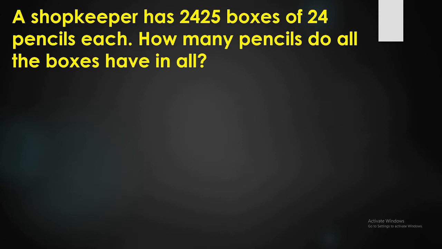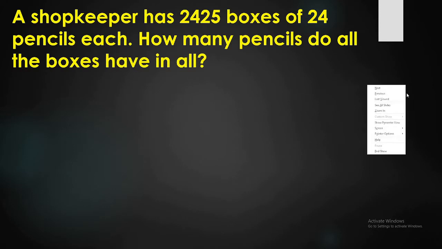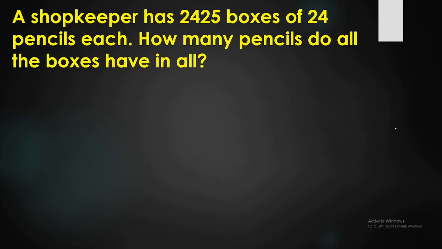Let's analyze this first. What do you mean by this statement? A shopkeeper has 2,425 boxes of 24 pencils each. What does 24 pencils each mean? Correct. So, you should be able to analyze that. In one box, sir, there are 24 pencils.